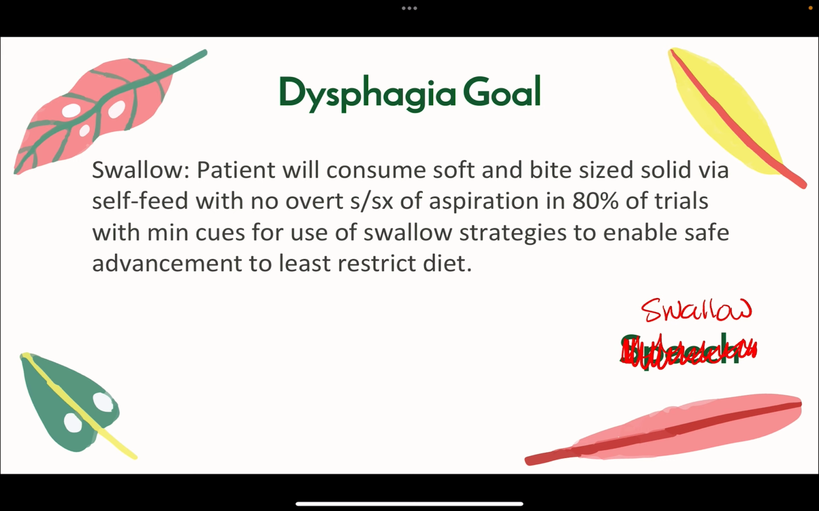One of my colleagues gave me this. A patient will consume soft and bite-sized solids. So they're looking to do that with bite-sized solids, and they're trying to avoid aspiration in 80% of the trials. And again, you'll notice with minimal cues and use a swallowing strategy. Okay, so it's a little bit different.